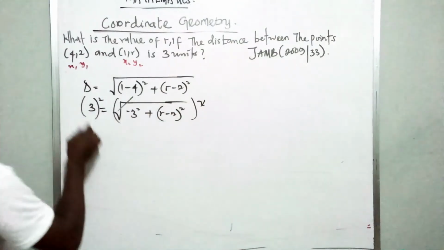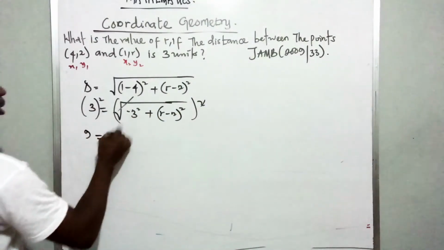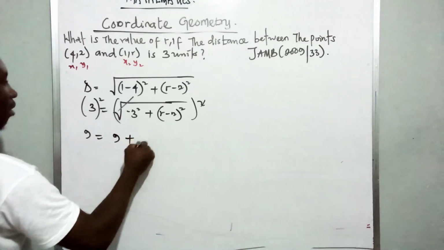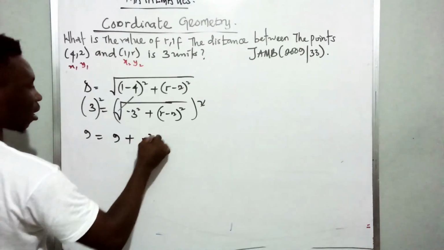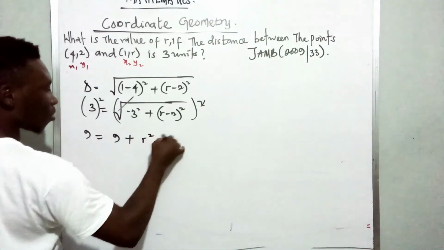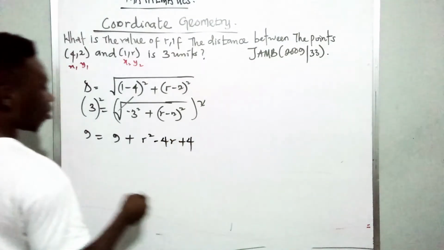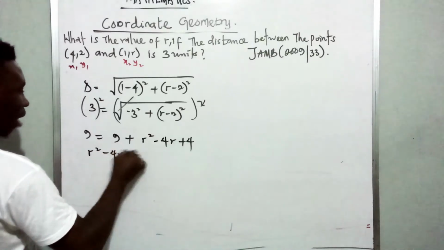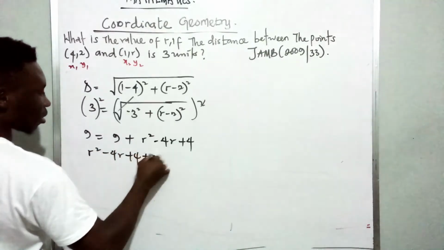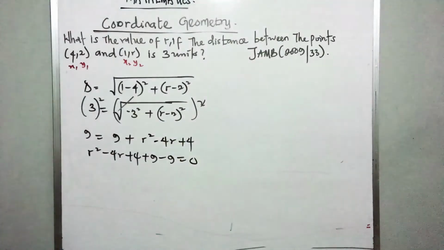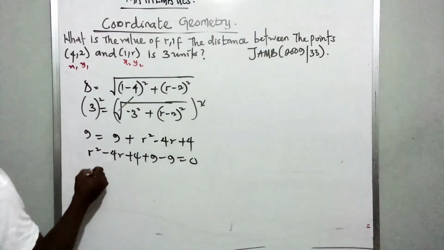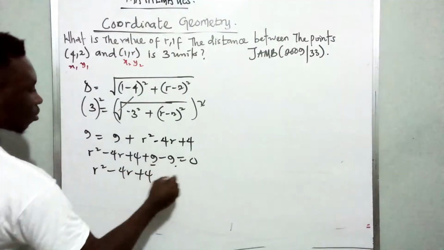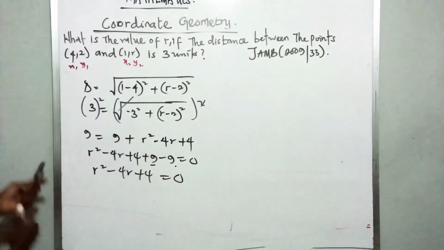So this one cancels this. 3 square, that's what? 9 is equal to what? Minus 3 square, that's what? 9 plus what? Expanding this. So expanding this, that becomes what? R square minus what? Minus 4r plus what? 4. So collecting like terms, this becomes r squared minus 4r plus 4 plus what? 9 minus 9 is equal to 0. So here this becomes r squared minus 4r plus what? 4. When this cancels, this is equal to 0.